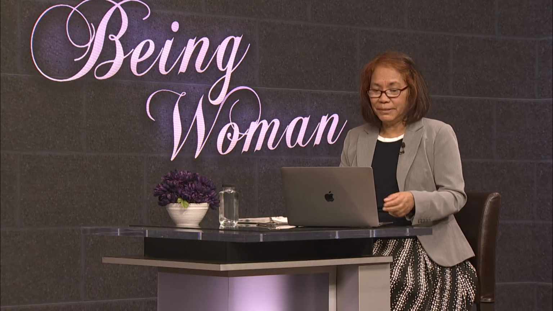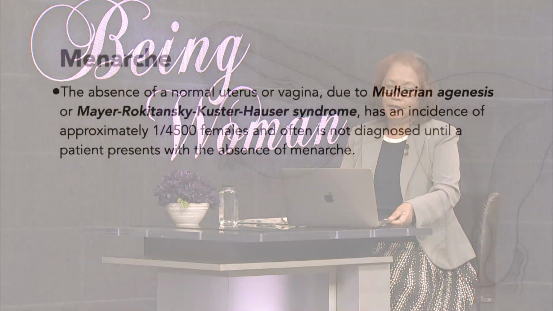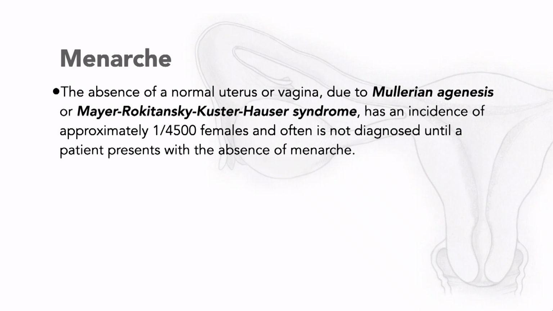Okay, now for menarche, we have the absence of a normal uterus or vagina. Of course, there's no uterus and no vagina due to Mullerian agenesis. Mullerian is like a tract that the uterus and the vagina develop from embryonically. If it doesn't grow, you call that Mullerian agenesis, okay? And they call this the Mayer-Rokitansky-Kuster-Hauser syndrome. It has an incidence of approximately 1 in 4,500 females, and often is not diagnosed until a patient presents with the absence of menarche.